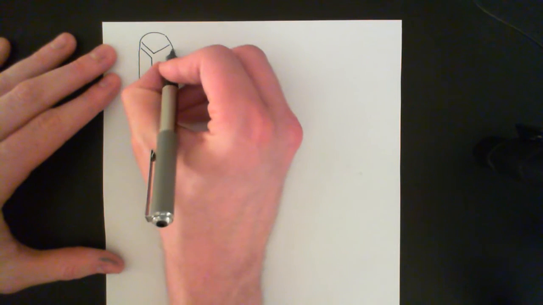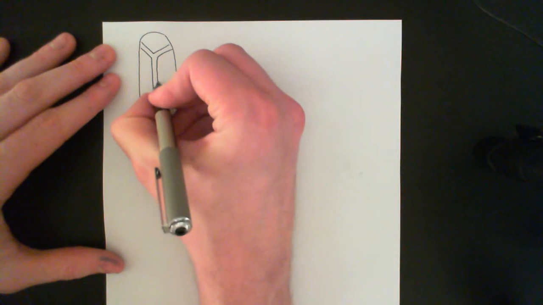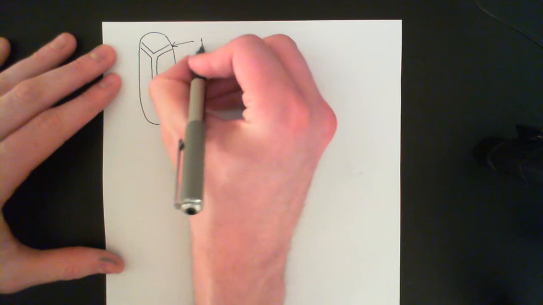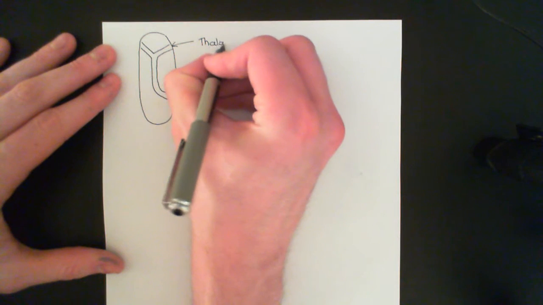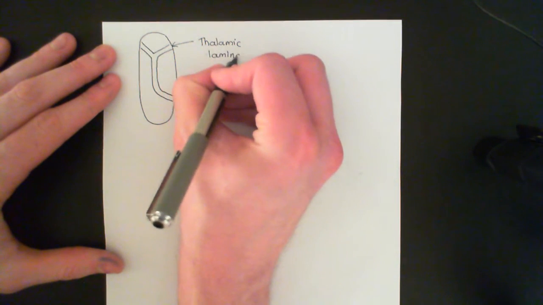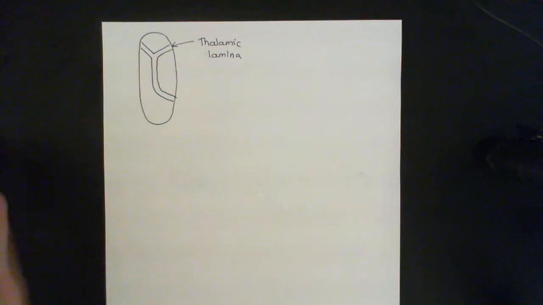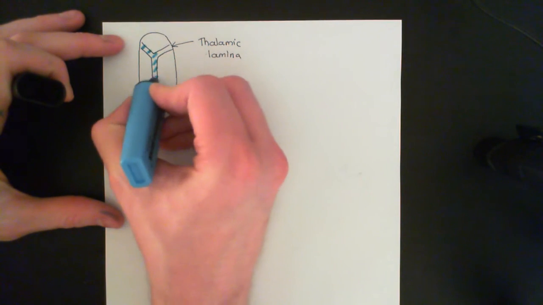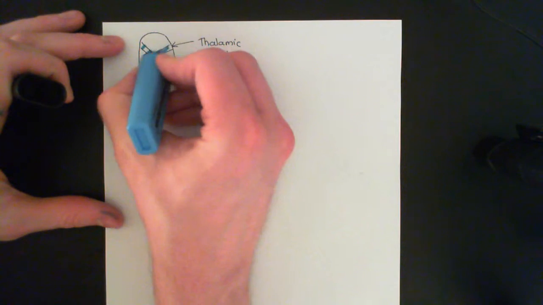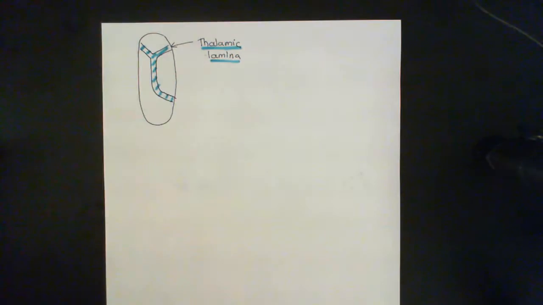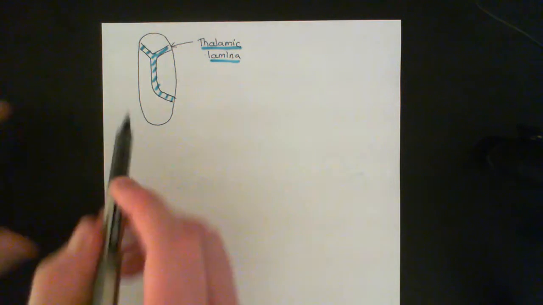Okay, so this is a structure dividing the thalamus up into these three different parts. This is representing the thalamic lamina. As you can see, this is dividing the thalamus up into three different parts. So I'll just colour this in. I have the thalamic lamina coloured in blue here. Okay, right, so this is going to divide the thalamus into nuclei quite nicely.